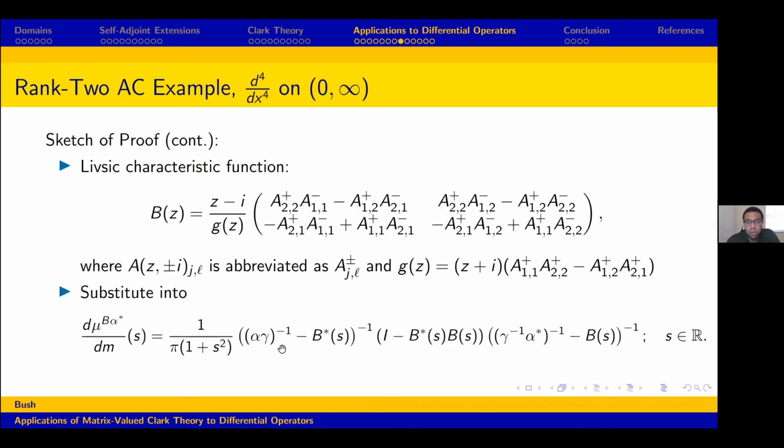And then you compute a characteristic function, and you plug into the theorem we have for spectral measures, and that results in this here. And that gets you the result on the previous slide, rather.